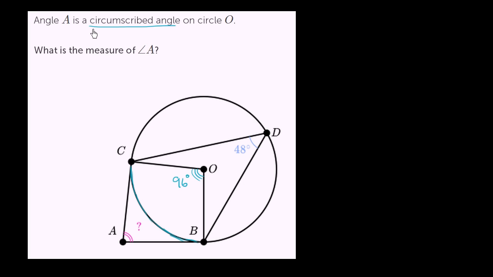Well, a key clue is that angle A is a circumscribed angle. So that means AC and AB are each tangent to the circle. Well, a line that is tangent to the circle is going to be perpendicular to the radius of the circle that intersects the circle at the same point. So this right over here is going to be a 90-degree angle. And this right over here is going to be a 90-degree angle. OC is perpendicular to CA. OB, which is a radius, is perpendicular to BA, which is a tangent line, and they both intersect right over here at B.